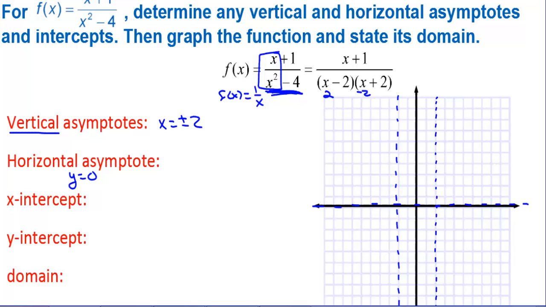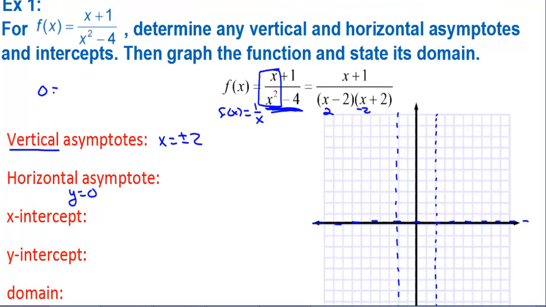X-intercepts. To find x-intercepts, we plug 0 in for y. So if we had 0 equals x plus 1 over x squared minus 4, to make a fraction equal to 0, we have to make the top equal to 0. So we have an x-intercept at negative 1, 0. So negative 1, 0, we have an x-intercept.